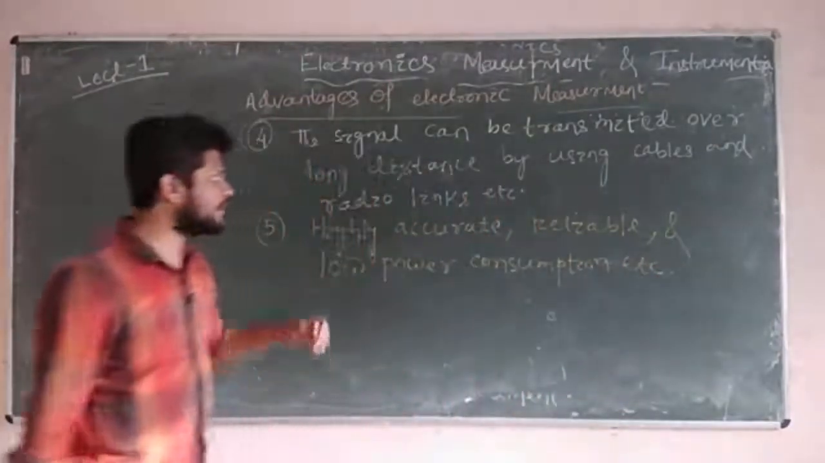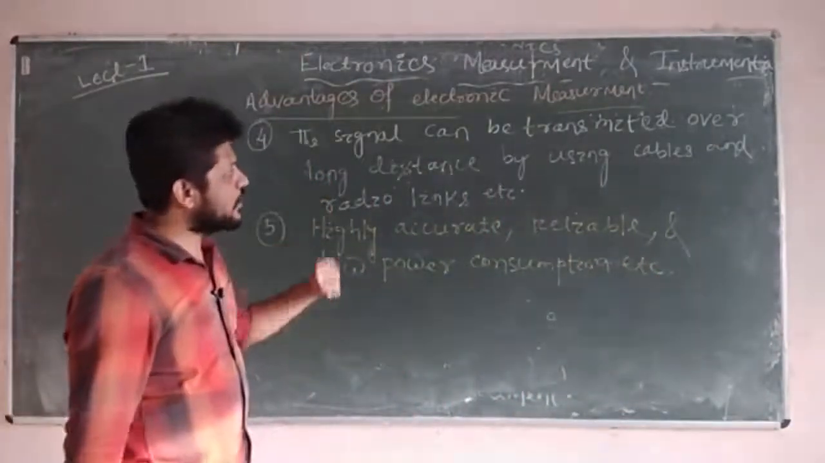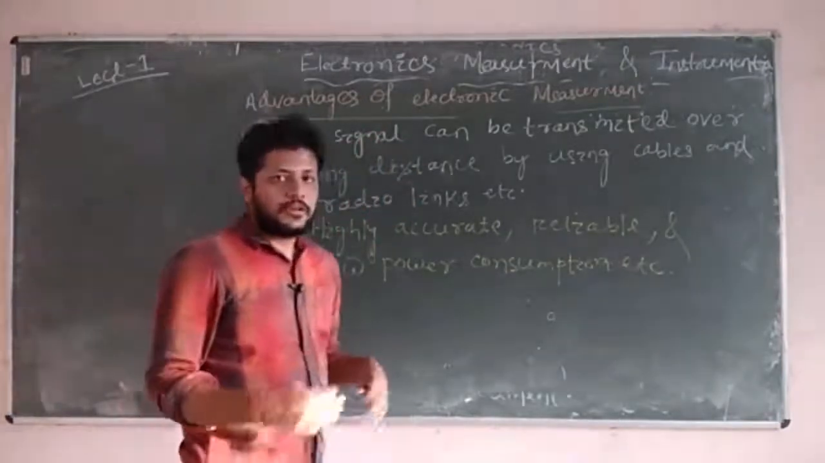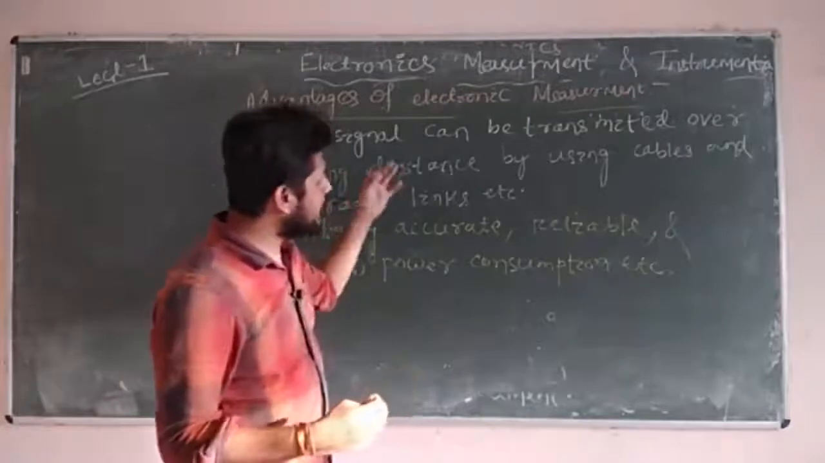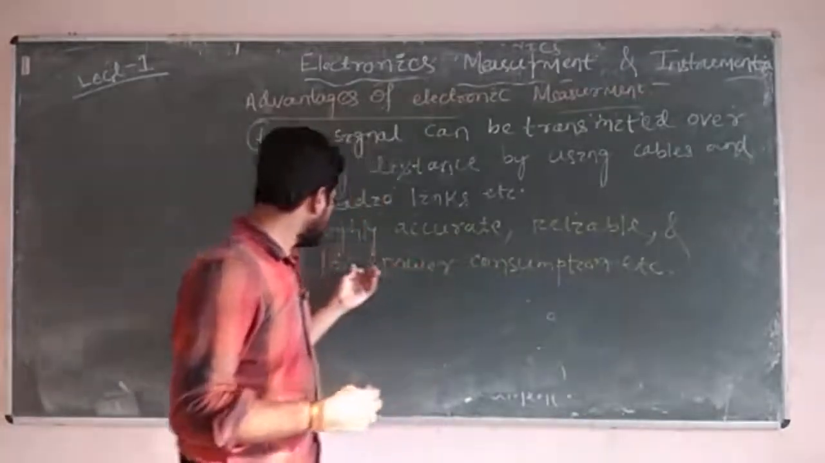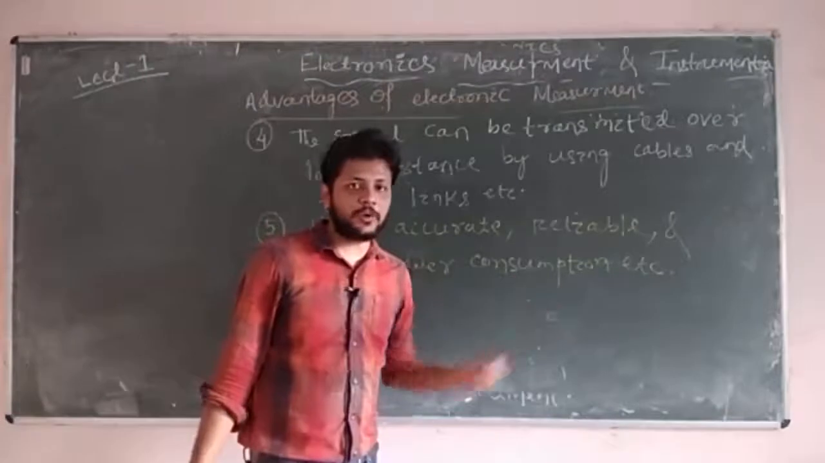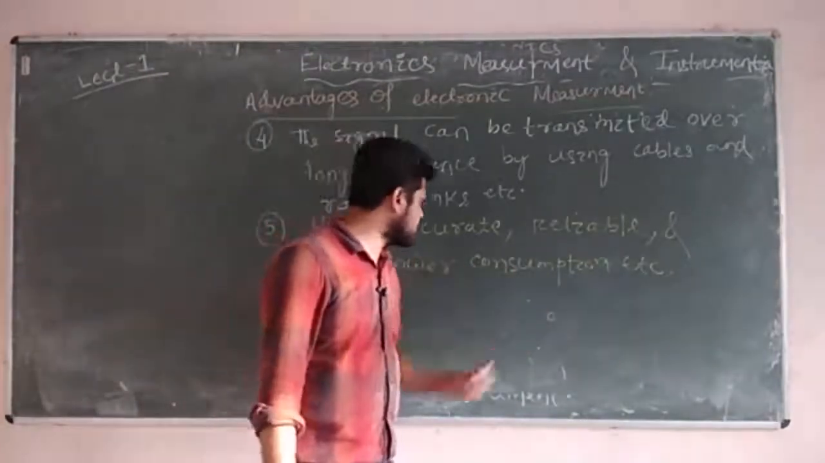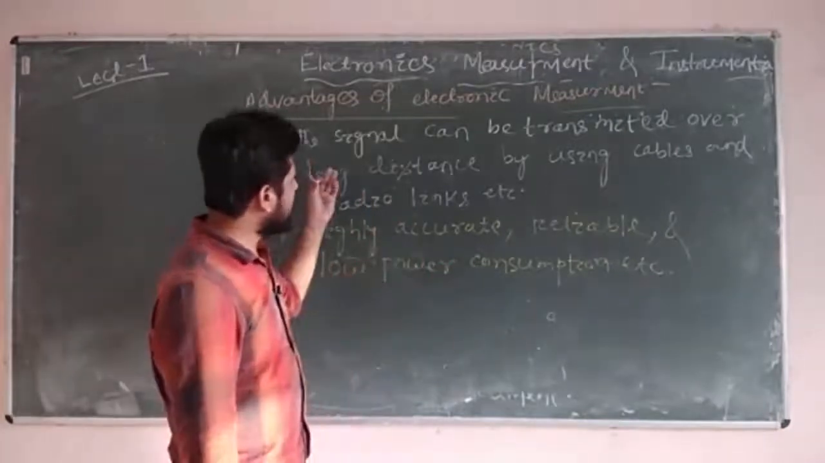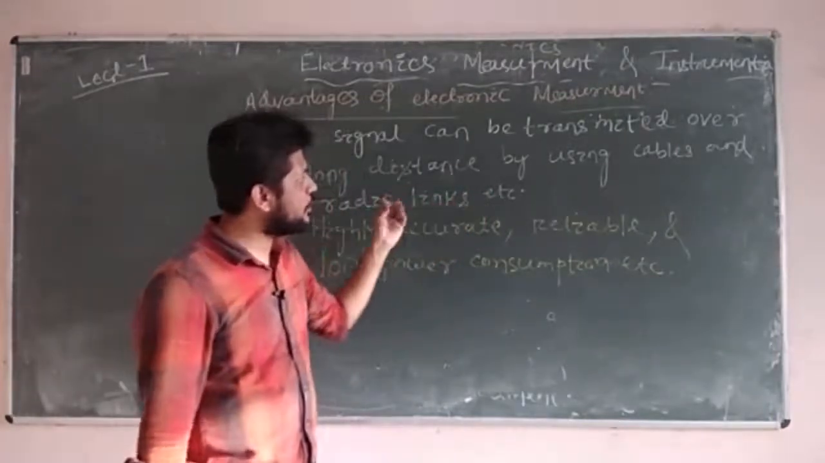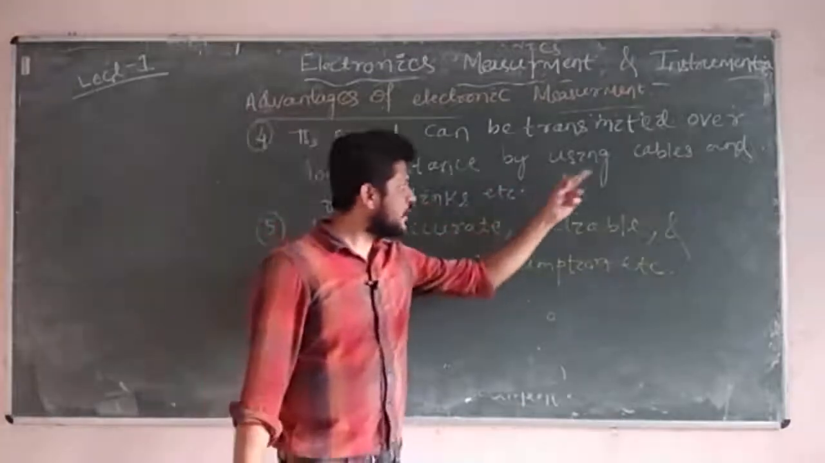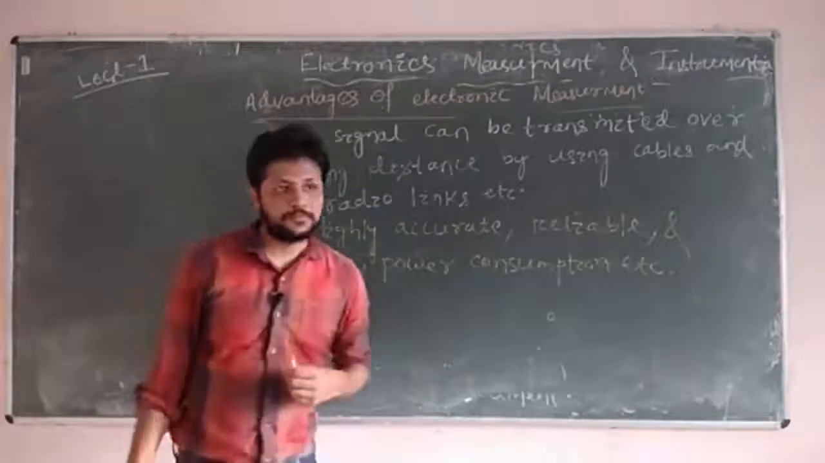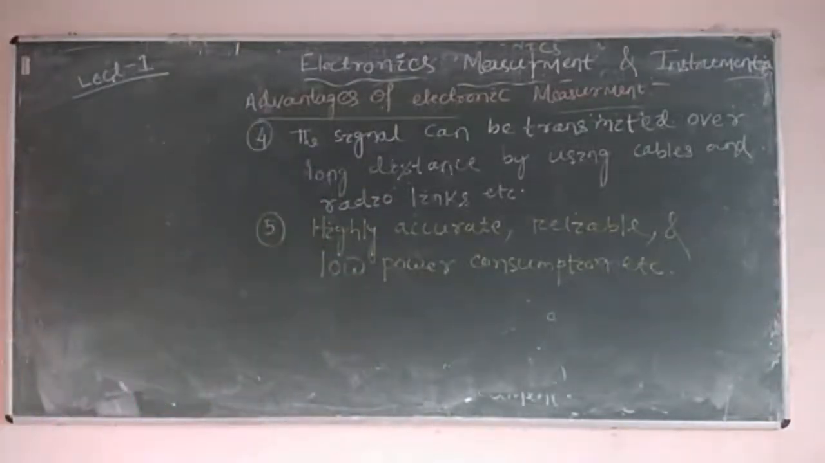So these are the few advantages I have listed. By using electronic instruments, we are able to solve many problems, that is the high power consumption in the case of electromechanical instruments. We are able to reduce power consumption and have highly accurate devices. We can also transmit electronic signals over long distances by using cables or radio links, that is your antenna. So thank you.